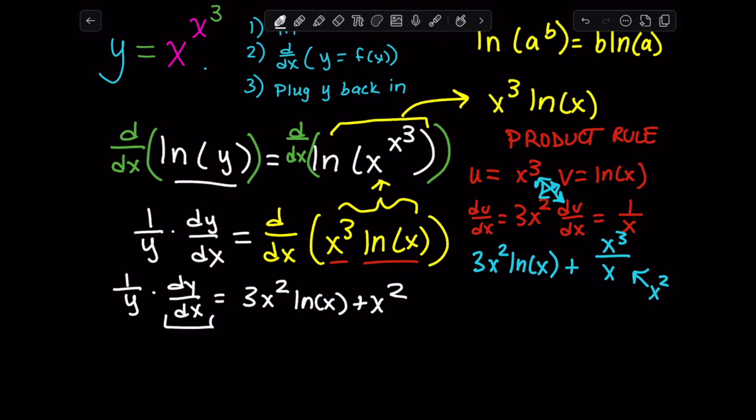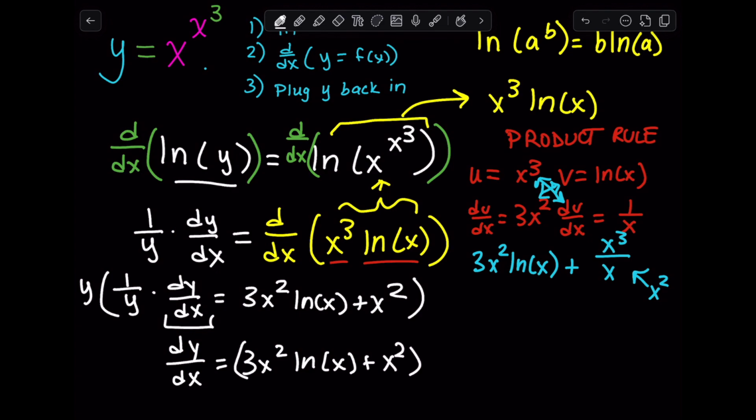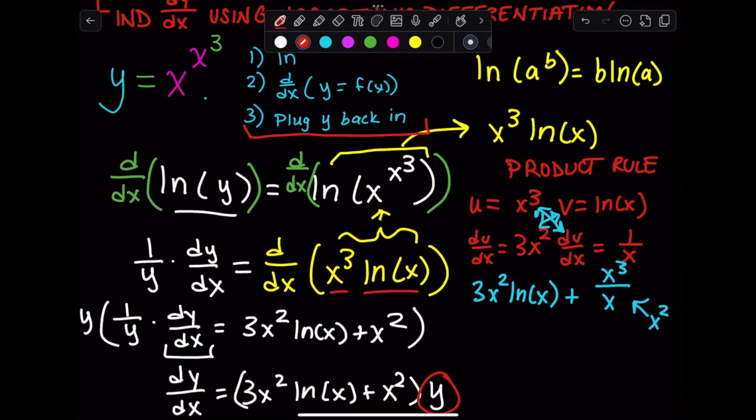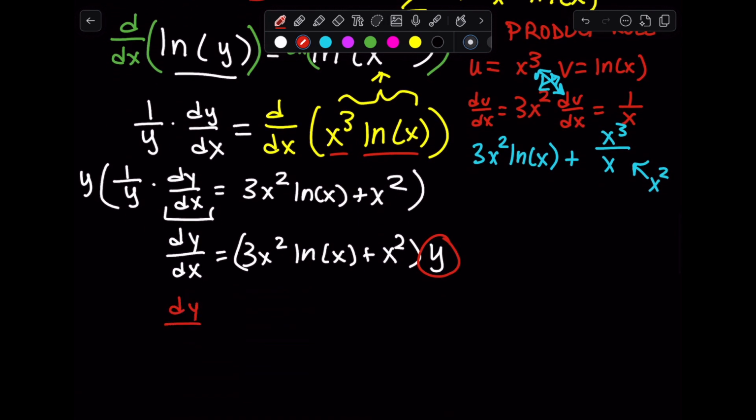So now if we want to isolate this dy dx, all we have to do is multiply the entire problem statement by y, which leaves us with dy dx equals 3x squared ln x plus x squared, all multiplied by y. So what I was talking about in the beginning here, we need to make sure we plug y back in. How logarithmic differentiation works is this y can't stay as a term. It actually is represented here by the problem statement x to the power of x cubed. So we can't have our final answer until we plug y back in.